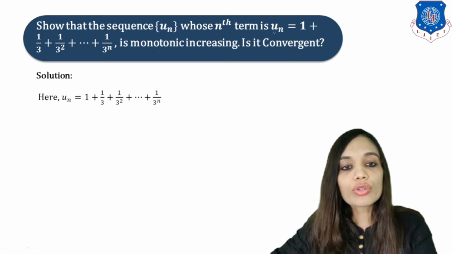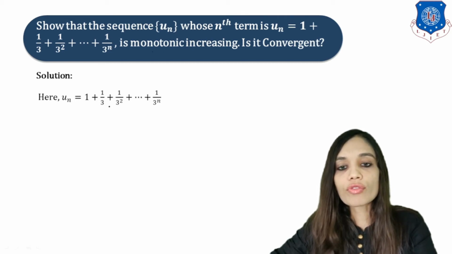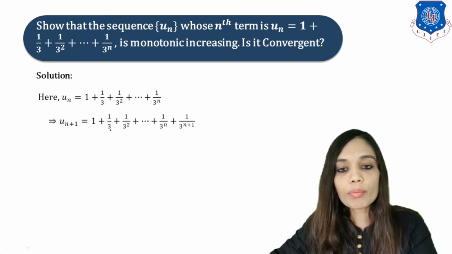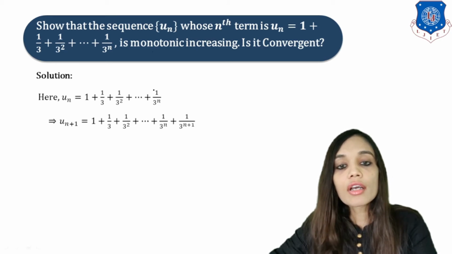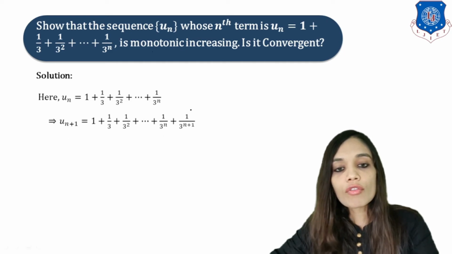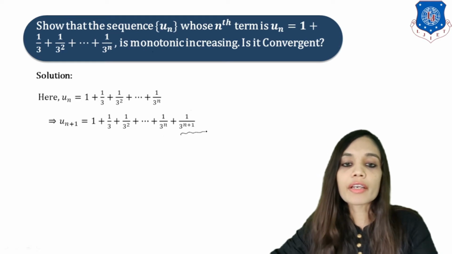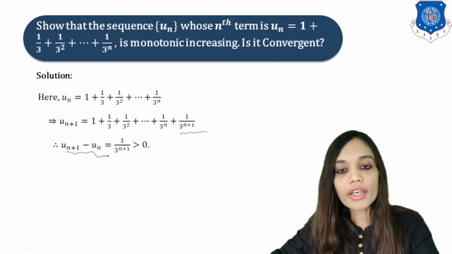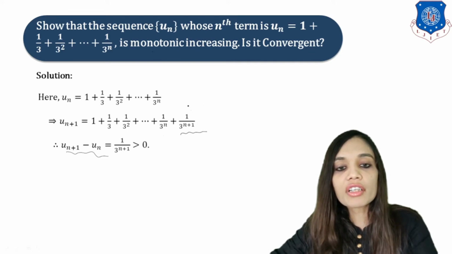So here you are given un as 1 plus 1 upon 3 plus 1 upon 3 square plus and so on, 1 upon 3 raised to n. So what will be your un plus 1? 1 plus 1 upon 3 plus 1 upon 3 square plus 1 upon 3 raised to n. Now we have un plus 1, so plus 1 upon 3 raised to n plus 1. Again we will find un plus 1 minus un. If you subtract these two, what will remain? 1 upon 3 raised to n plus 1. You can see this is greater than 0.